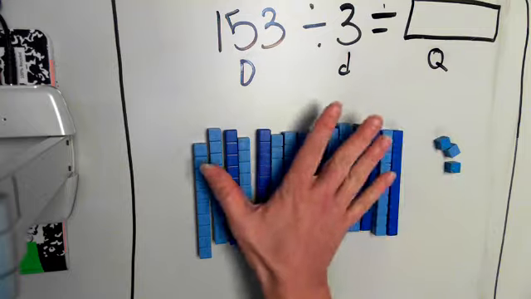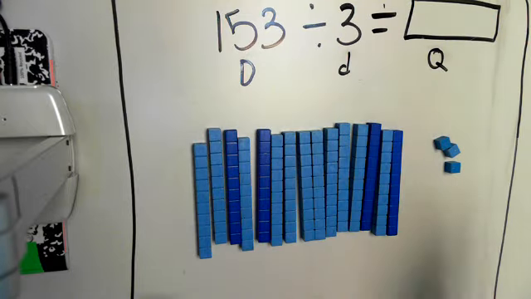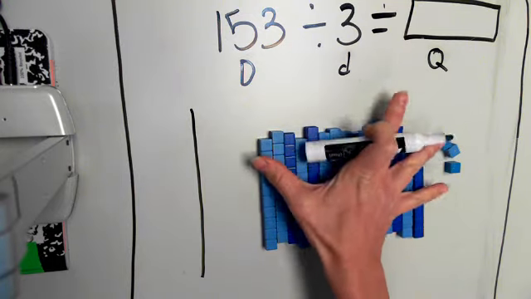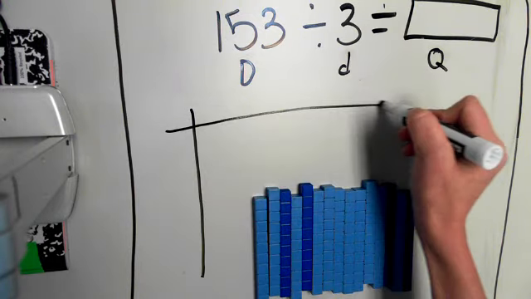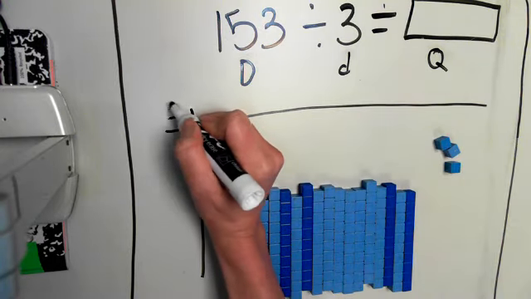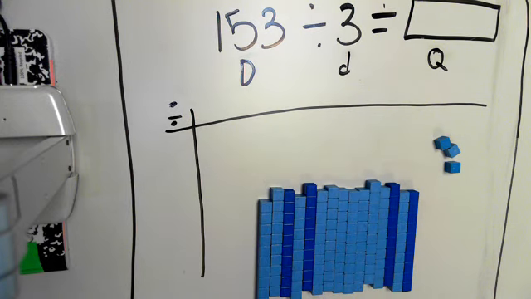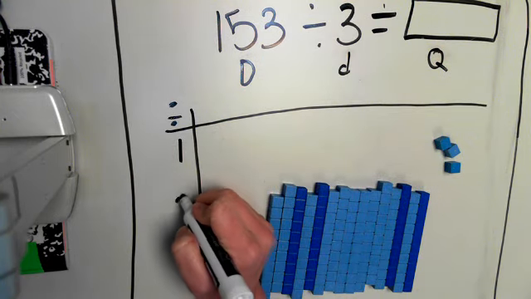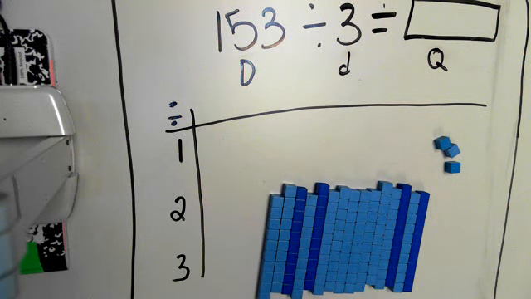Now I can take this number and divide it into its equal groups of 3. And I'm going to do that with an array. And since it's a division array, I want to show that it's a division array, because we use arrays for both division and multiplication. Now, I know that I have 3 groups because I learned that from my divisor. 1, 2, and 3 groups.